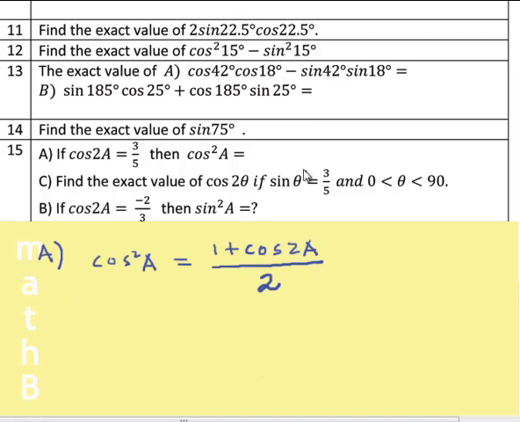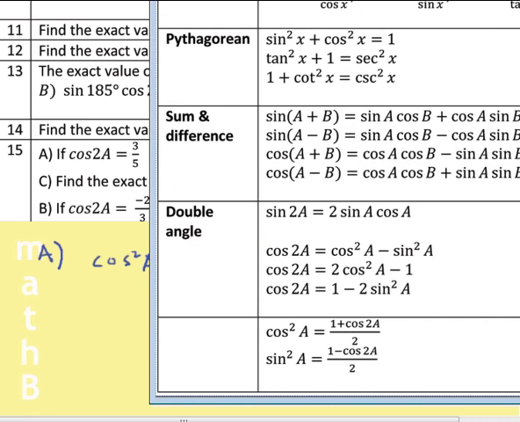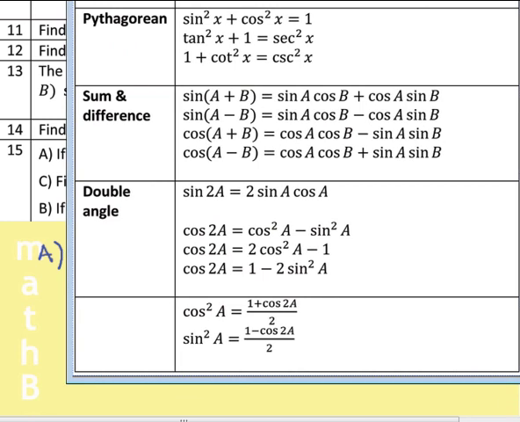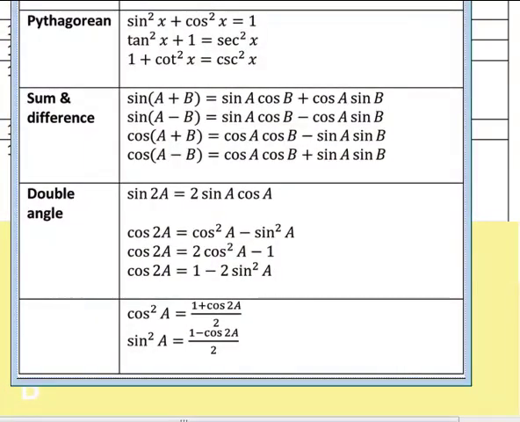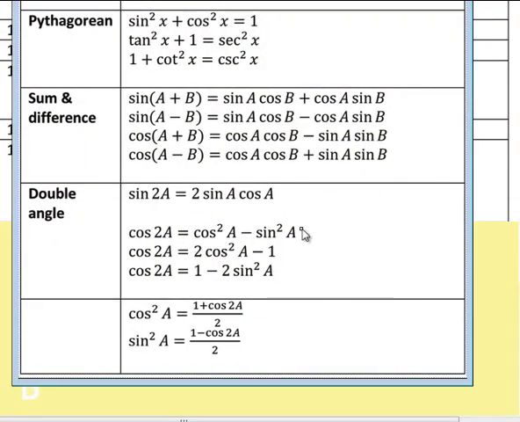15a says that if cos 2a equals 3/5, then we want to find cos squared a. So we use this identity. Let me just remind you where that comes from. Here we have all our identities. At the bottom, we have these double angle formulas, and from the double angle formulas, we get an identity for cos squared and sine squared.